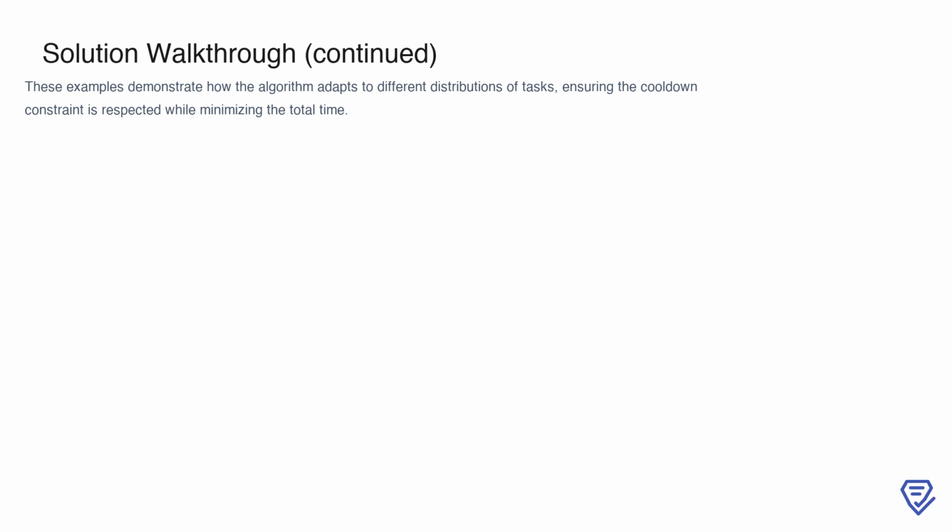These examples illustrate how the algorithm effectively handles different distributions of tasks while always respecting the cooldown constraint. By prioritizing the most frequent tasks with the max heap and efficiently managing cycles, the solution ensures minimal total time is spent to execute all tasks.